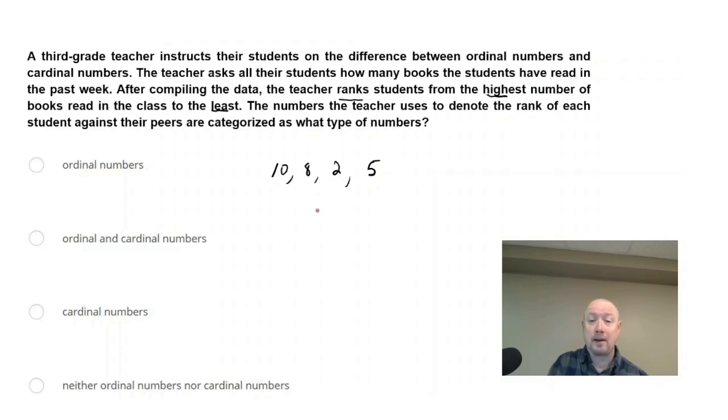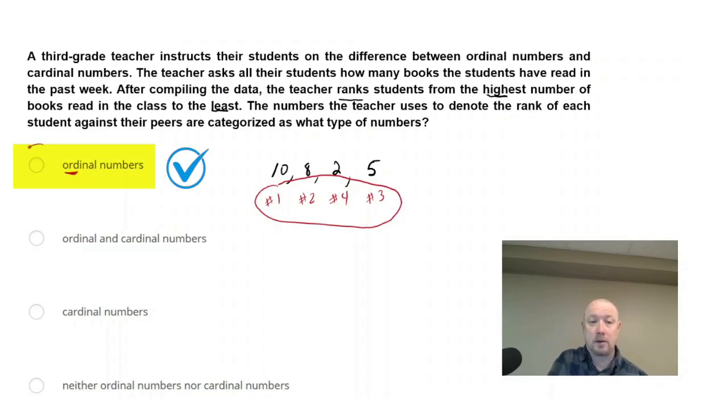But when we go to rank them on who read the most books, so for example, the student that read 10 books would be ranked number 1. The student that read 8 books would be number 2. The student that read 5 books would be number 3, and so on. And then number 4 for the student that read 2 books. So when we rank them by order, that is considered an ordinal number. And you see kind of the word order in there. So the correct answer to this would be ordinal numbers.